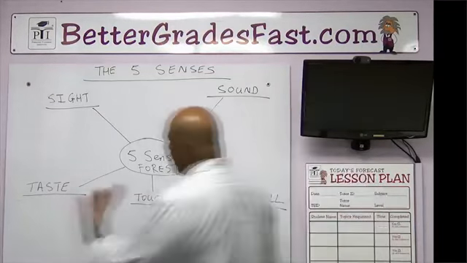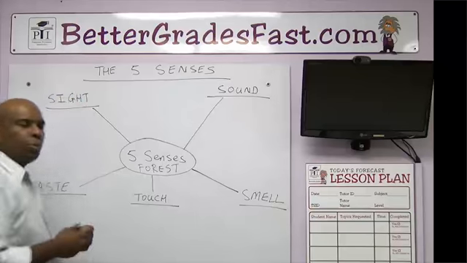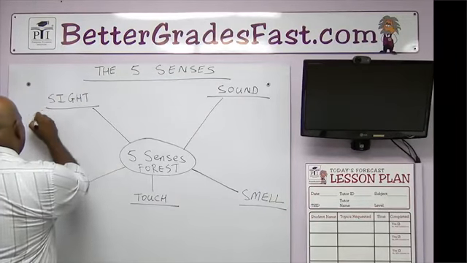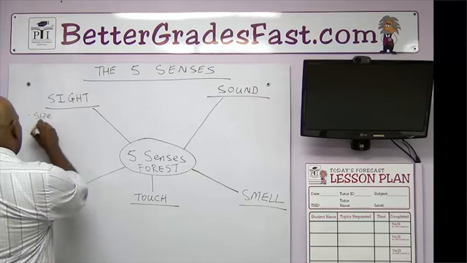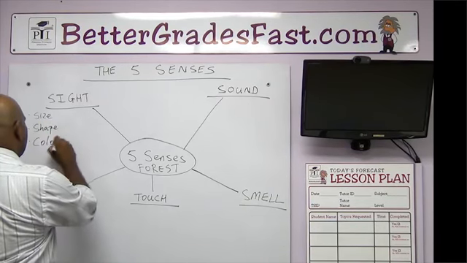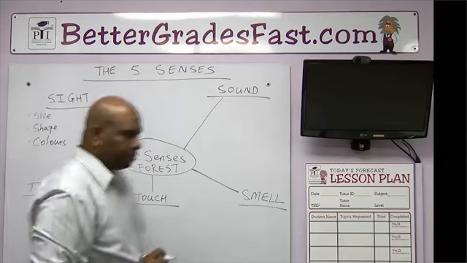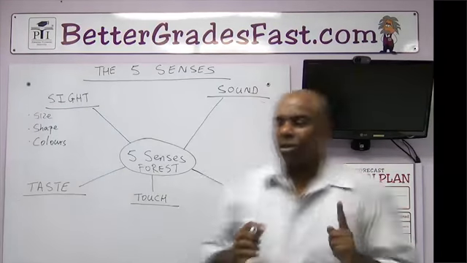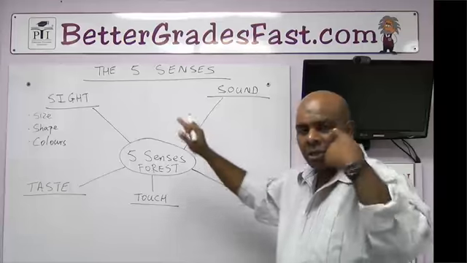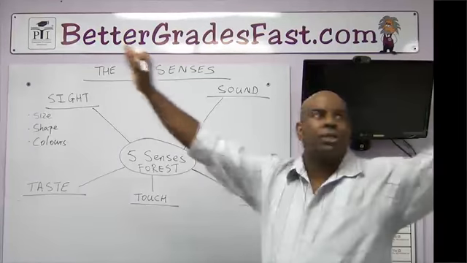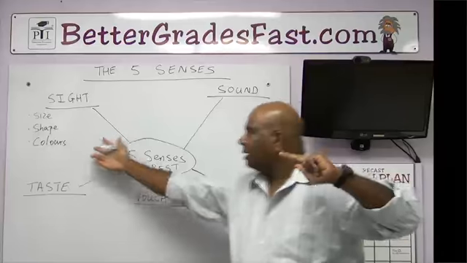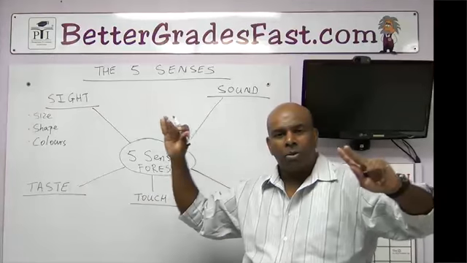In terms of sight, what do we see? Well, we see normally size, shapes, colors. Okay? That's very important. Whenever we want to tell people about what we are experiencing through sight, size, how large it is, shape, is it light or dark, color, is it bright or dark, okay?